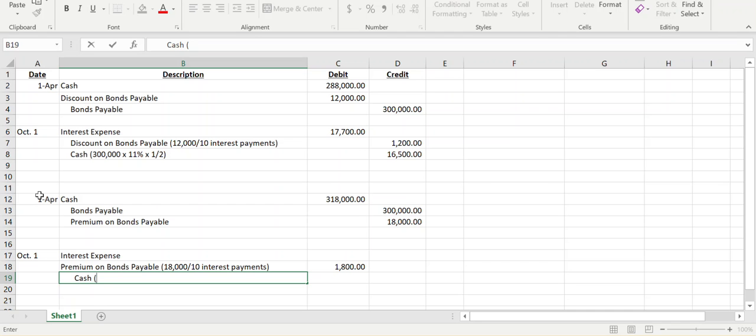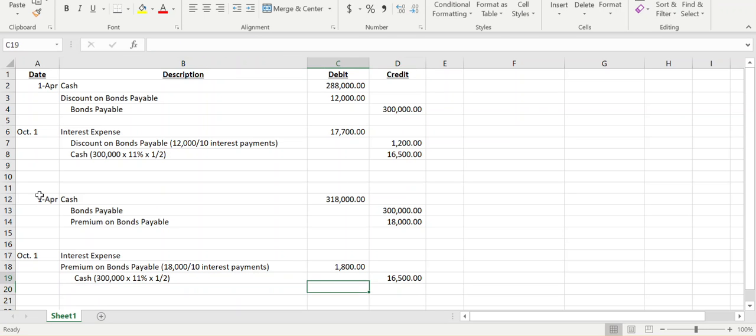The cash amount is something that is contractually obligated by the company. So $300,000 times that 11% interest times a half doesn't change, still going to be $16,500 for us. And the interest expense recorded is going to be the difference between our cash that's being paid out and the reduction or the amortization of our premium on our bonds payable.